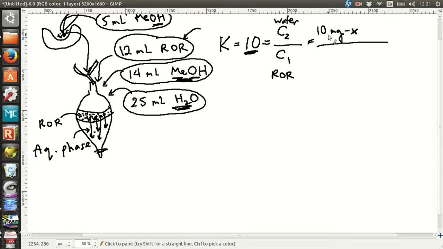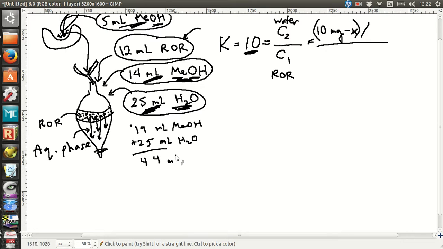So this is now going to be the concentration of polar impurities in the water. 10 milligrams, assuming that water captures them all, minus X. Realistically, X is the amount that water doesn't capture. So 10 minus X, that's the mass of the impurities. If I want the concentration, then I divide this by the volume of water. Just for simplicity's sake, let me divide this by the volume of the total aqueous phase. In this case, the aqueous phase is 5 milliliters of methanol plus 14 milliliters of methanol plus 25 milliliters of water. So that's 19 milliliters of methanol plus 25 milliliters of water.